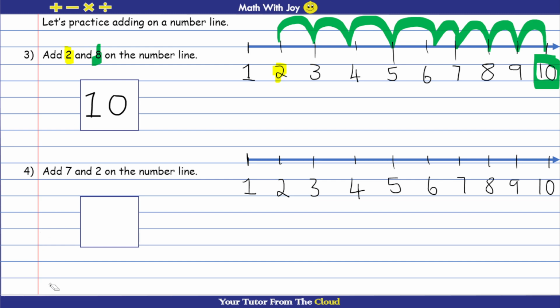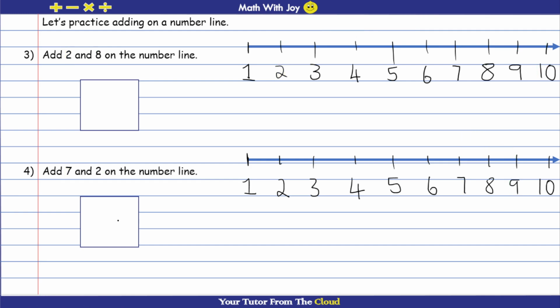Let's practice another one over here. In this situation, we have to combine the 7 and the 2. So we find 7 on the number line. Now we have to move 2 spaces. So we have to move 1, 2 spaces, and our answer will be 9. So because of that 2, now we put down that our final answer is 9.